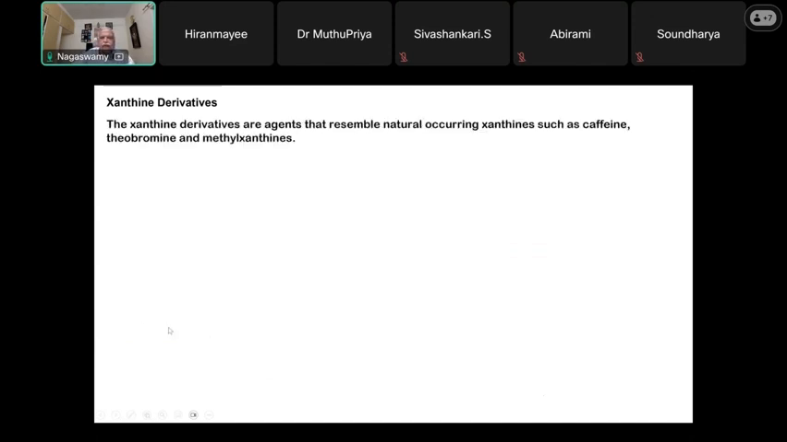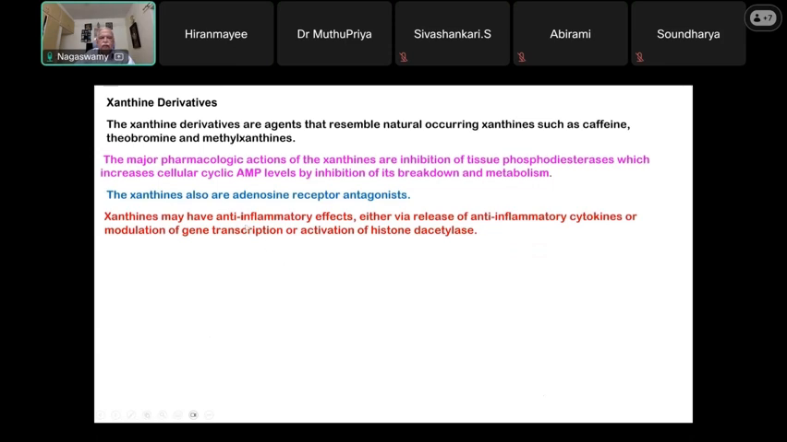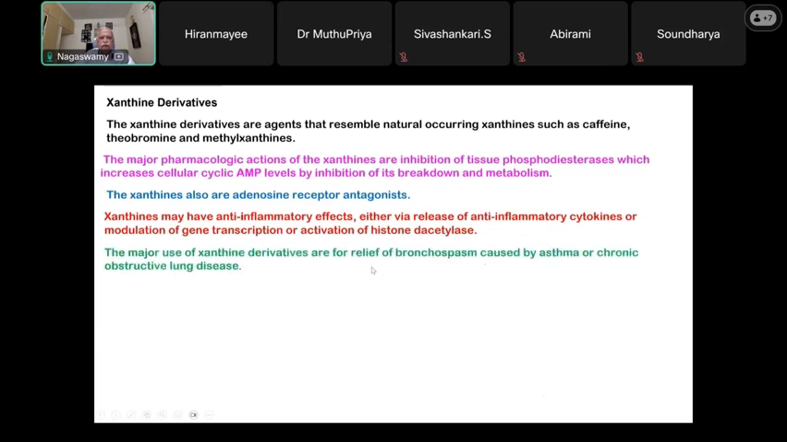Naturally occurring xanthines are theobromine and methylxanthine. The major pharmacologic action is that they are tissue phosphodiesterase inhibitors, and they increase cyclic AMP. They are also adenosine receptor antagonists. They have anti-inflammatory effects, and major xanthine derivatives relieve bronchospasm caused by asthma and chronic obstructive lung disease. The most widely used of them is theophylline.